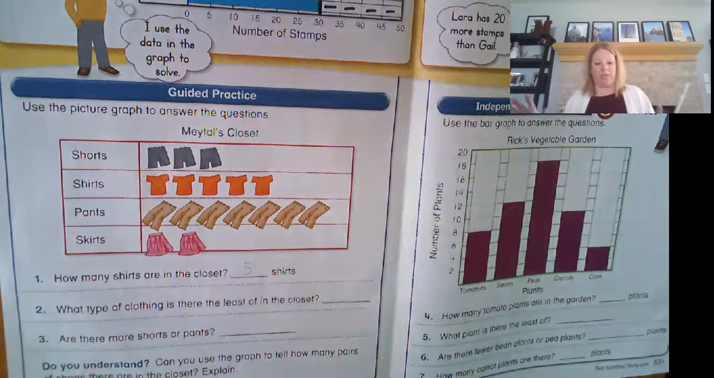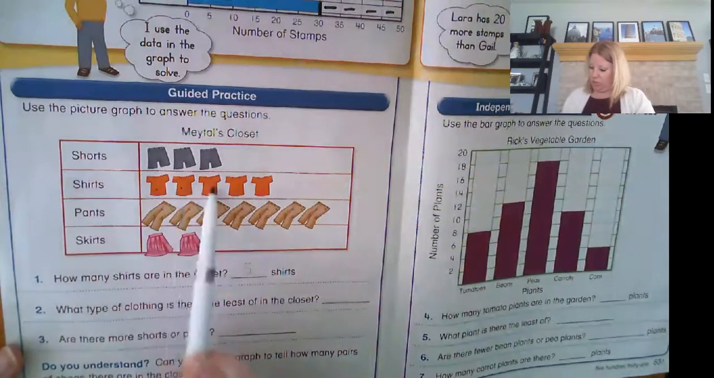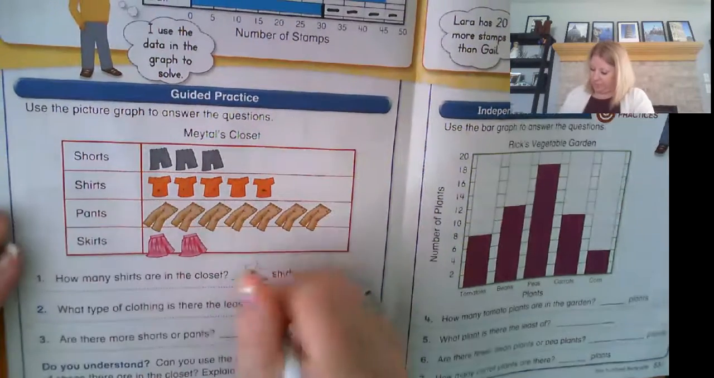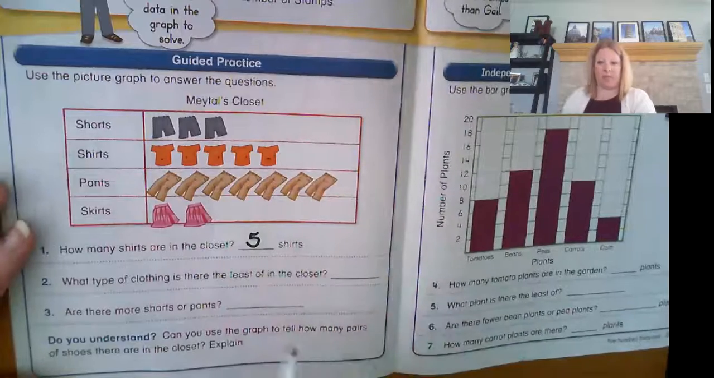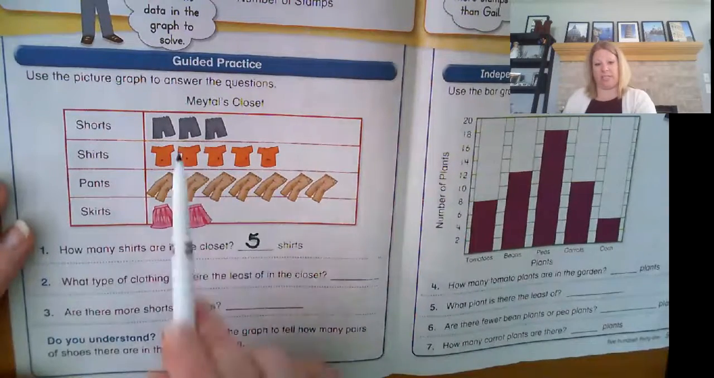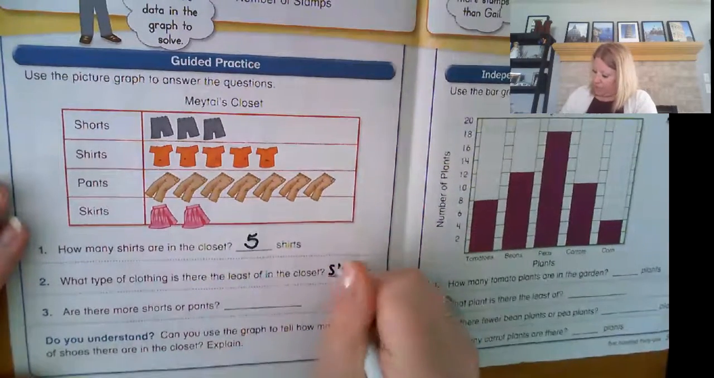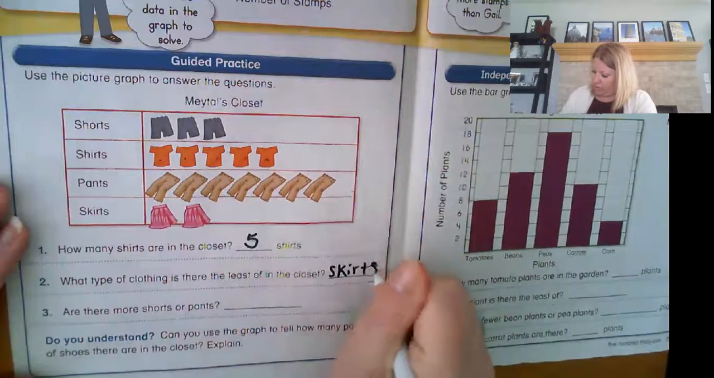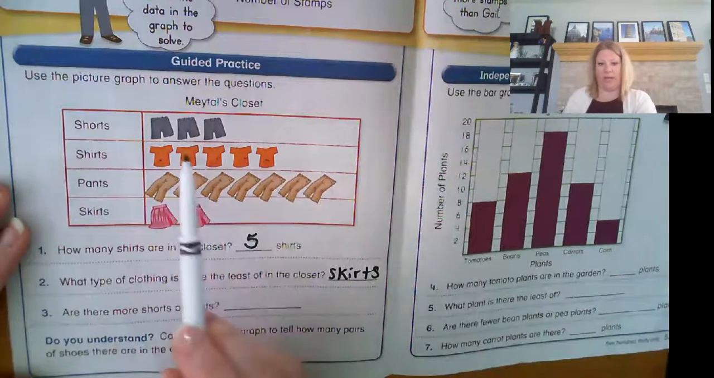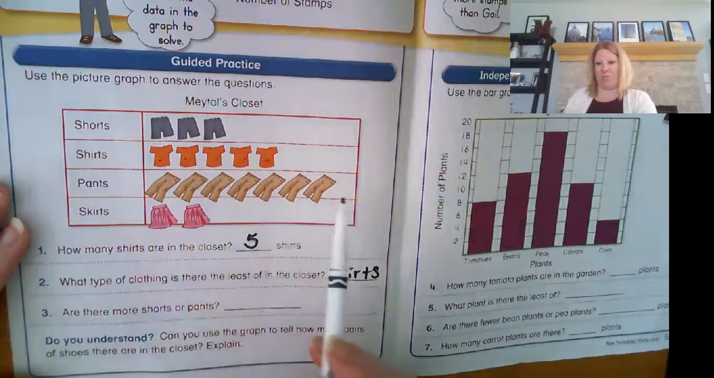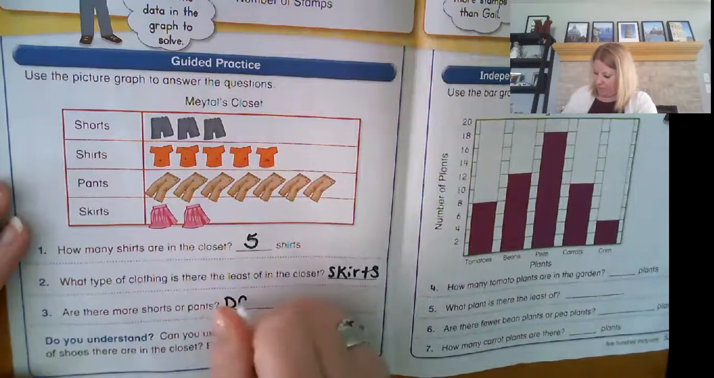So I can look at my graph. How many shirts are in the closet? I can just count. 1, 2, 3, 4, 5. Simple. What type of clothing is there the least of in the closet? So I can just look and see that the skirts, there are only 2 of those. Are there more shorts or pants? So here's the pants, here's the shorts. I can definitely see there's way more pants than shorts.